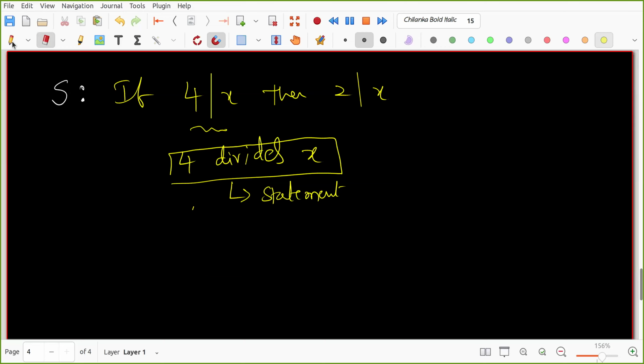This is a number. Don't worry about that, I'll repeat it later. But it is better that you understand this. If 4 divides x, then 2 divides x.